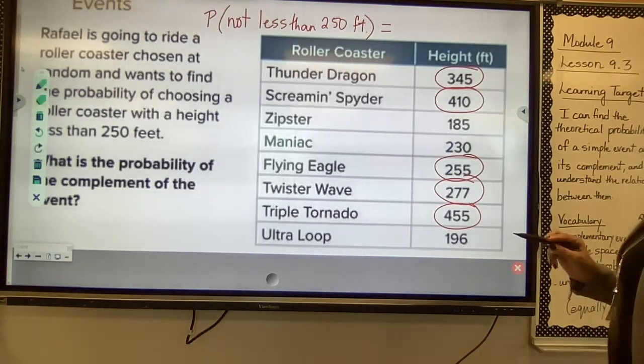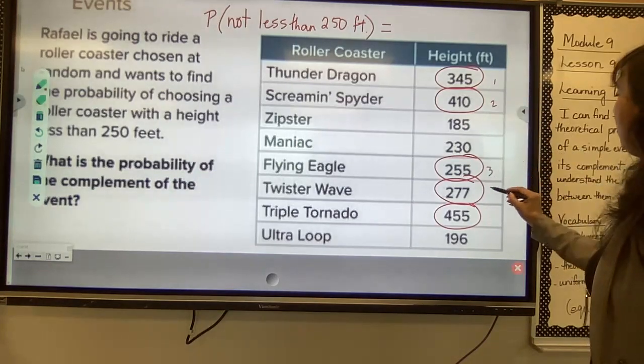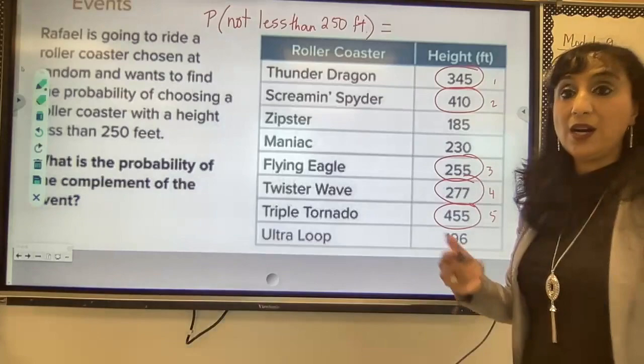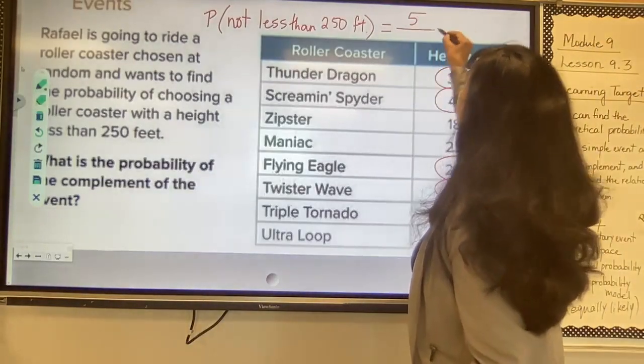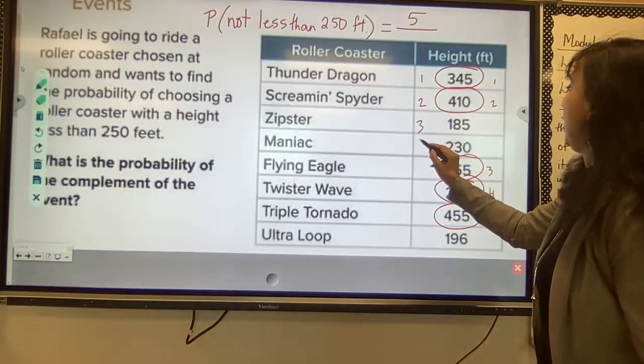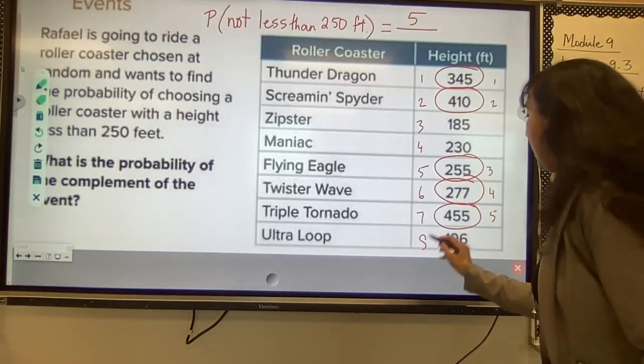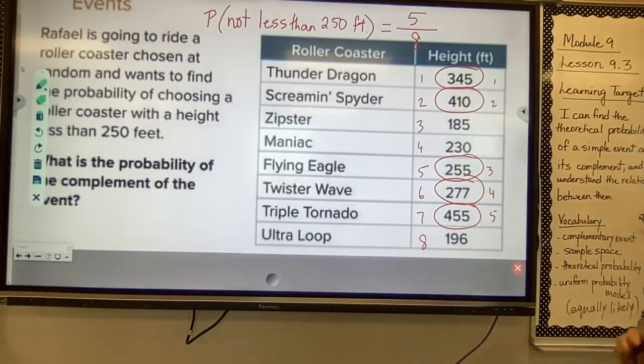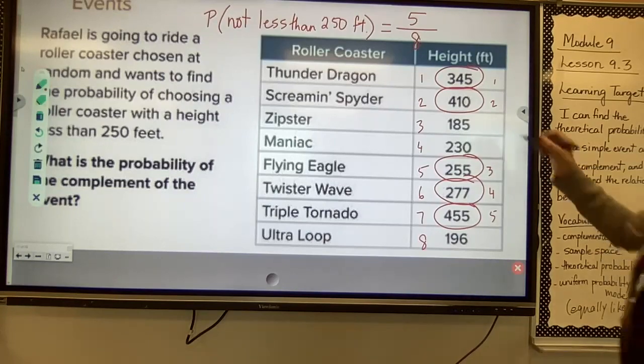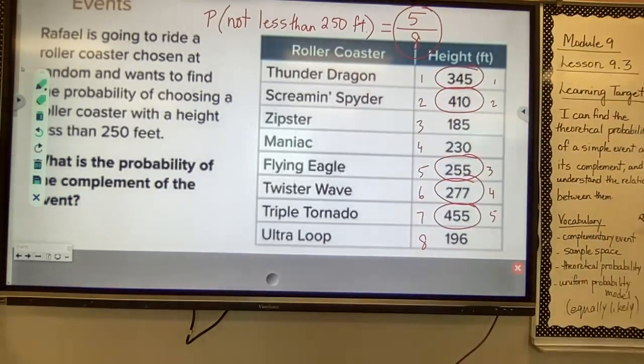So what were the outcomes? 1, 2, 3, 4, 5 of them were the complement. So 5 over the total amount: 1, 2, 3, 4, 5, 6, 7, 8, so 5 over 8. There are 5 outcomes in the complement, therefore the probability of the complement is 5 to 8. And this is the same as saying the probability of choosing a roller coaster with a height greater than or equal to 250 feet is 5 over 8.